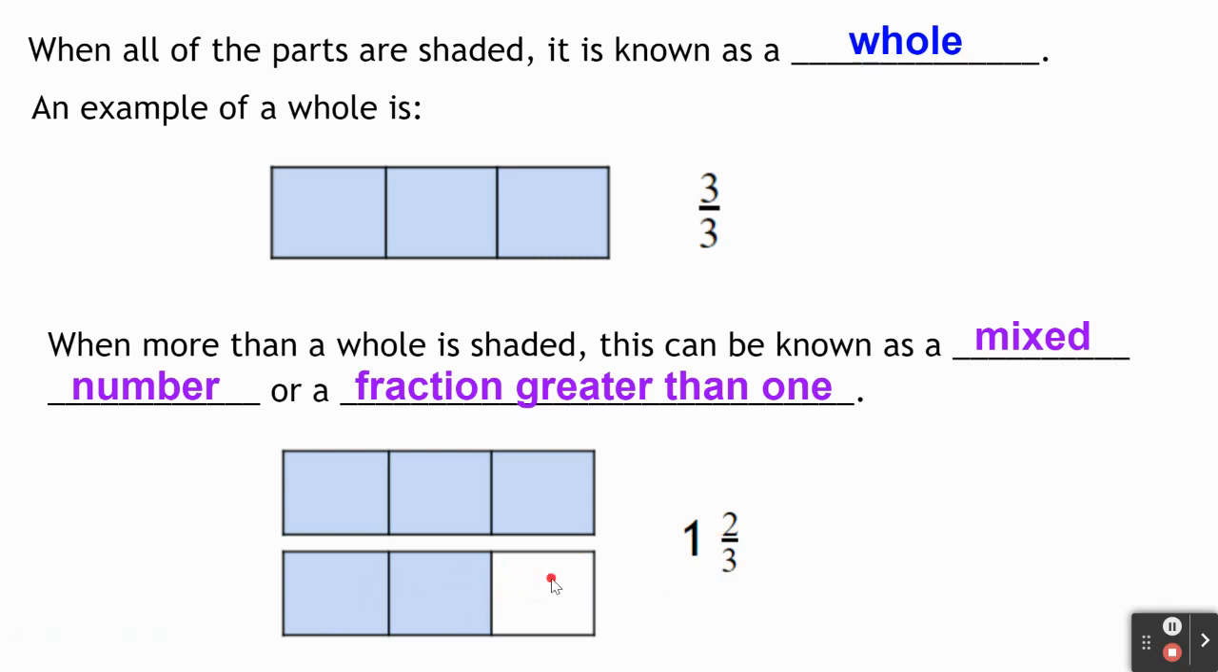We could also rewrite this as a fraction greater than 1. This means that the numerator on top is going to be bigger than the denominator on the bottom. So we could count all the shaded parts. 1, 2, 3, 4, 5 parts shaded out of 1, 2, 3 parts in each whole. So that's how we're getting 5/3. 5 parts shaded and 3 parts make up 1 whole.